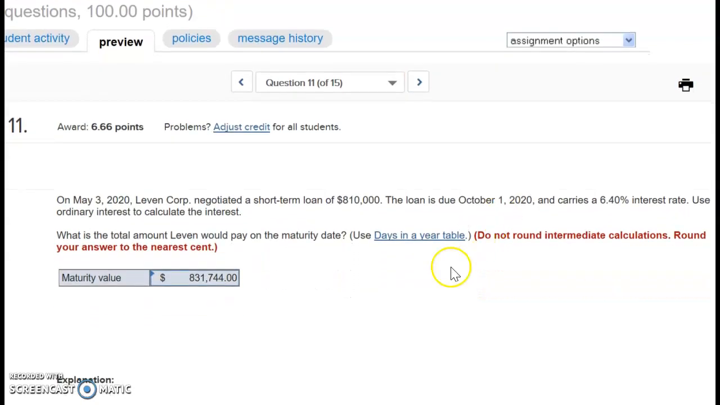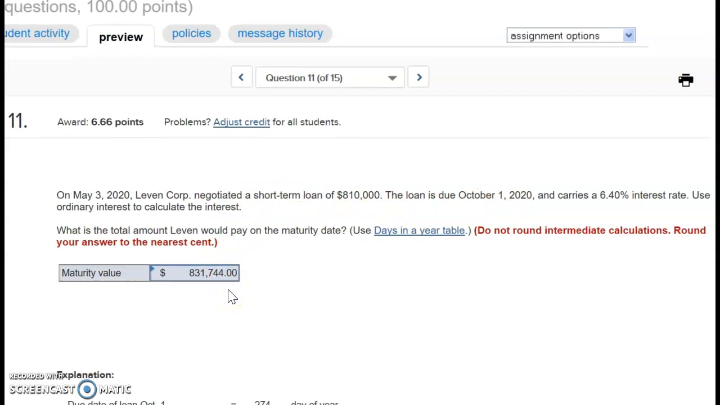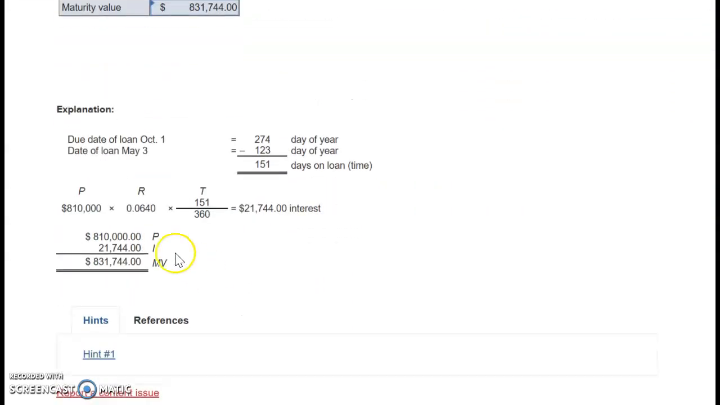All right, maturity value. Again, we're using the days in a year calendar. Okay, so this does not cross over a year. Remember, maturity value is your principal plus your interest. And there's your solution there.